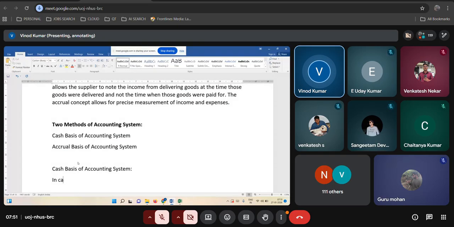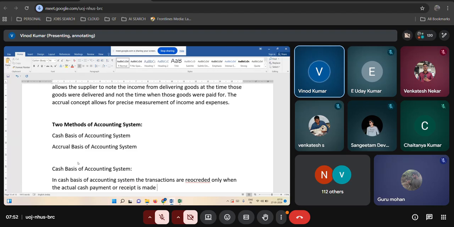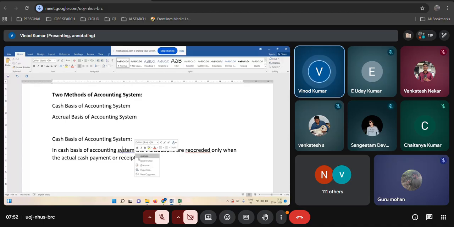In the cash basis of accounting system, the transactions are recorded only when the actual cash payment or receipt is made, not on the transaction occurrence date. This is an old method, guys.